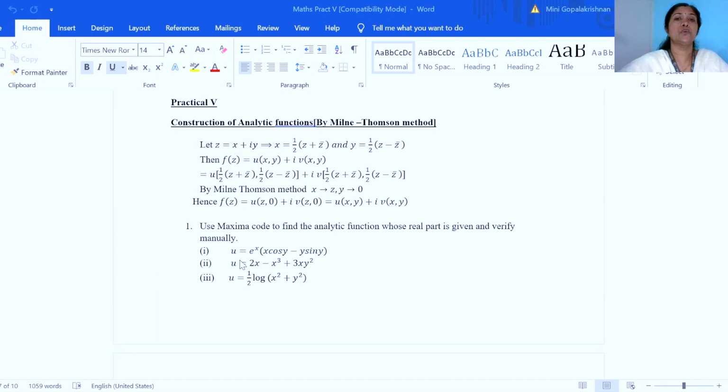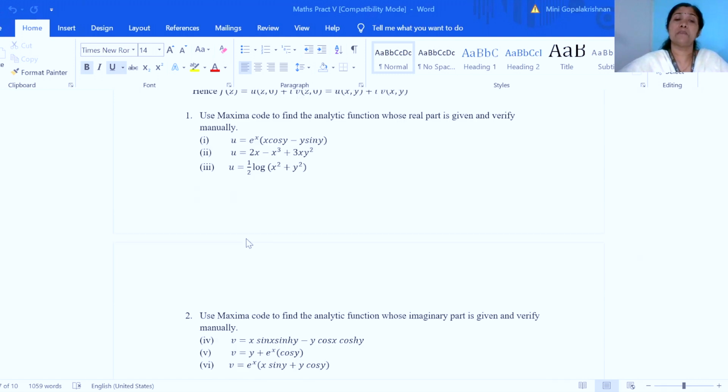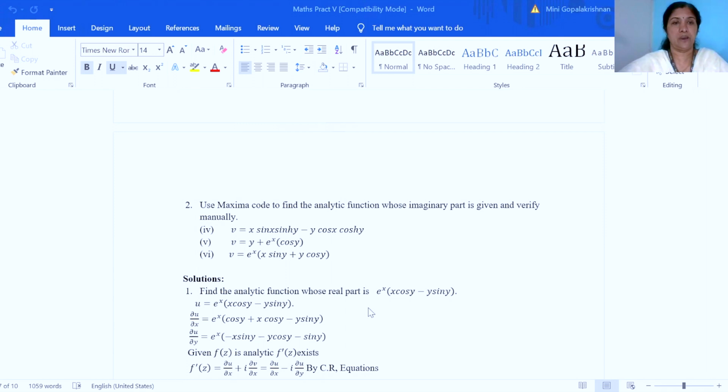Okay, so now we have some 6 questions here where the real part is given. We are asked to construct the analytic function, and when the imaginary part is given, we are asked to find the analytic function. We'll just choose one question among these. The first one: u is equal to e raised to x multiplied by (x cos y minus y sin y).